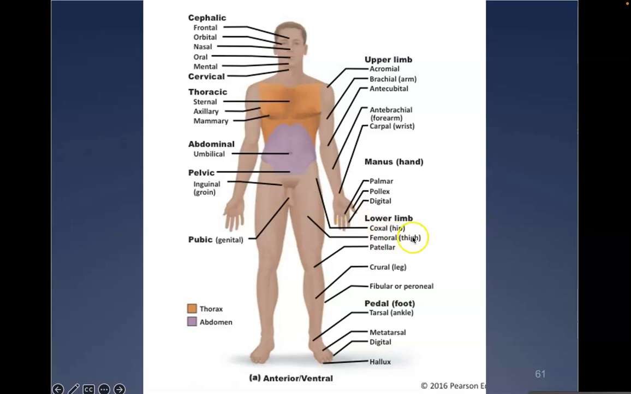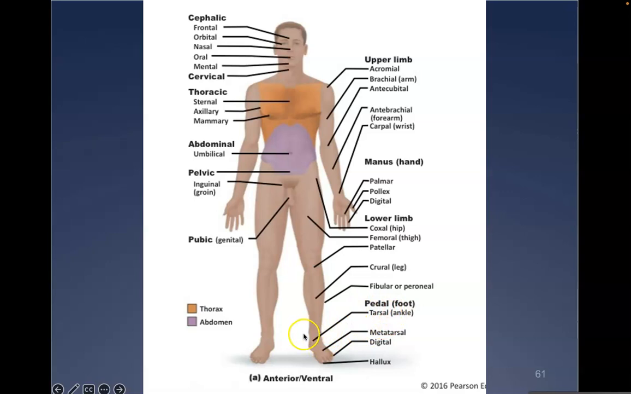Okay. So lower limbs, we're going to talk about the coxal region, which is going to be your hip. Femoral region will be your thigh. Patellar region is going to be like your knee, basically, on the, again, anterior side. Crural is going to be this front portion of your leg. We're going to call the back portion where the calf is your sural area, but this is crural. And then the fibular region is going to be right on the side, the outside there, where the fibula runs, and we'll get into that in the skeleton.